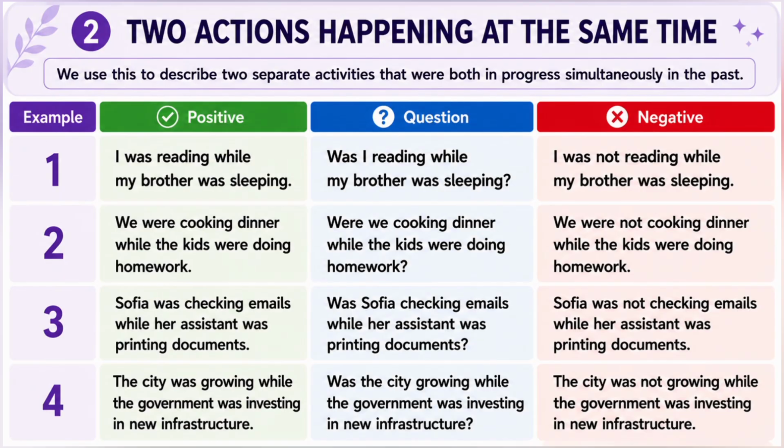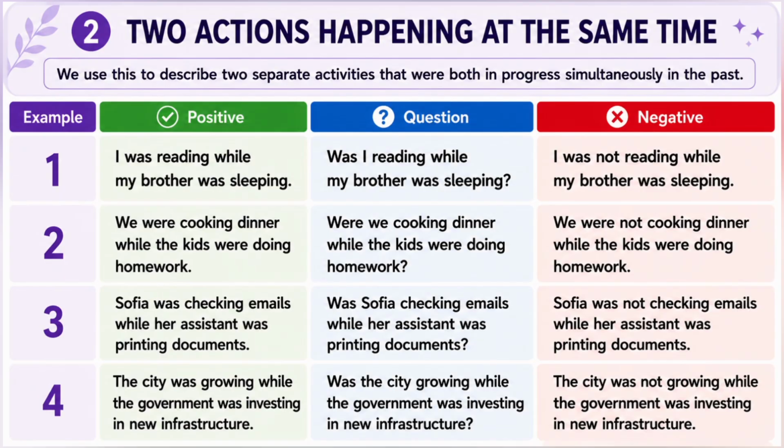Example 2. Positive. We were cooking dinner while the kids were doing homework. Question. Were we cooking dinner while the kids were doing homework? Negative. We were not cooking dinner while the kids were doing homework. Example 3. Positive. Sophia was checking emails while her assistant was printing documents. Question. Was Sophia checking emails while her assistant was printing documents? Negative. Sophia was not checking emails while her assistant was printing documents.